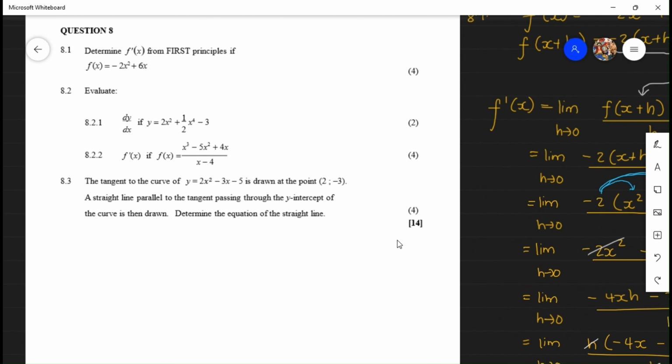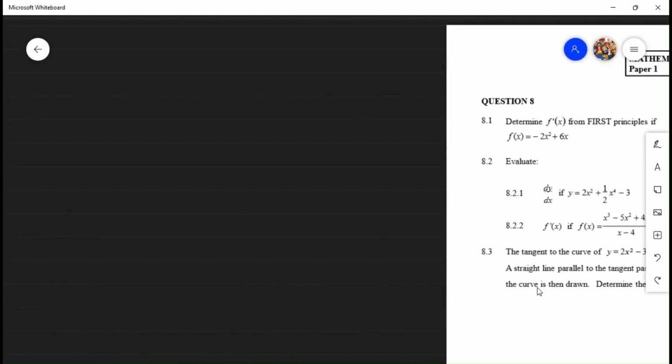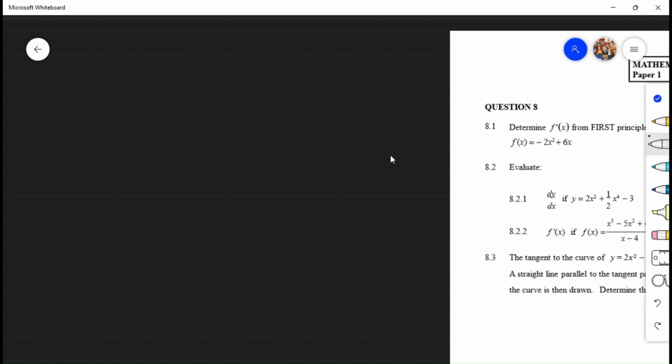Question 8.2, evaluate dy/dx if y is equal to 2x squared plus 1 over 2x to the power 4 minus 3. So let us find dy/dx. So this is question 8.2.1. So we have y equals 2x squared plus 1 over 2x to the power 4 minus 3.